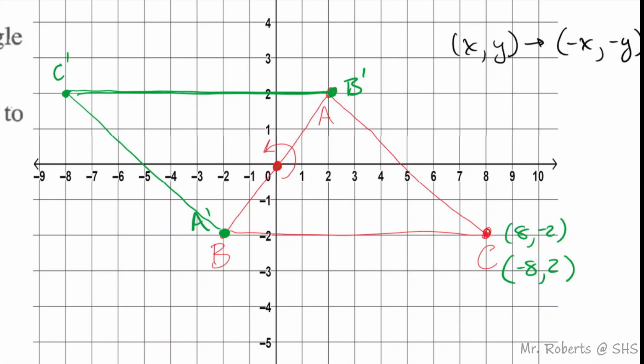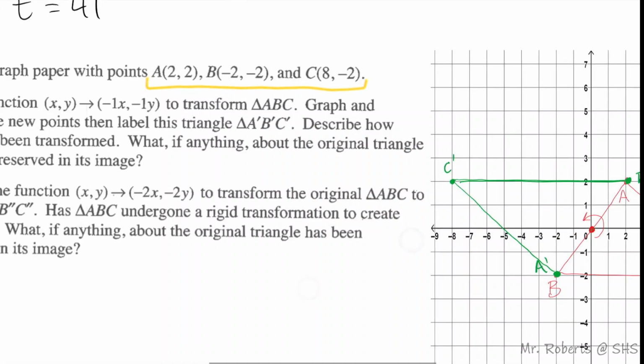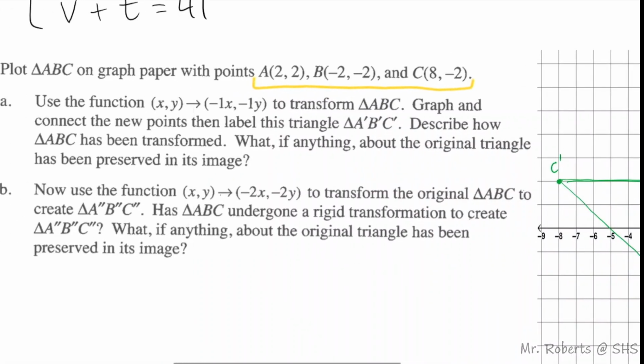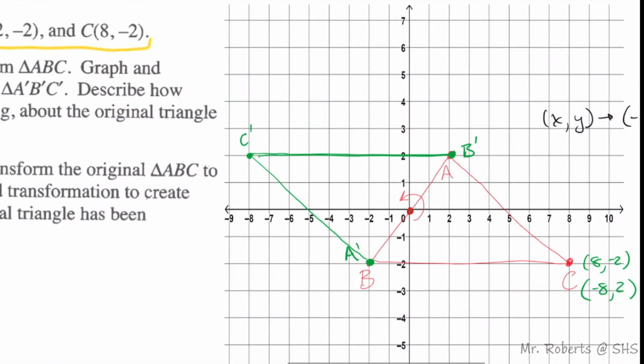So it's a 180 degrees rotation around the origin, and that's what I get. So what did it ask me to say about it? It says, what if anything about the original triangle has been preserved in this image? Oh, everything, right?